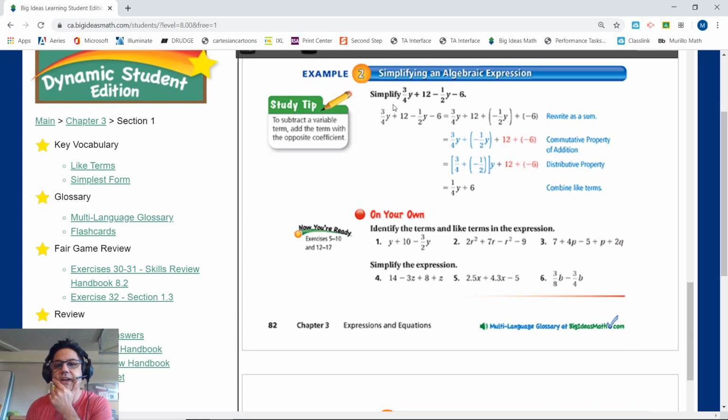So right here again, simplify simply means identify your like terms. If you remember, you cannot add or subtract fractions unless they have the same denominator. So they kind of went ahead and took a shortcut. They didn't show how they combined that because, again, technically we want them to have the same denominator. So we'll show that a little bit more in depth as we do the on your own problems.